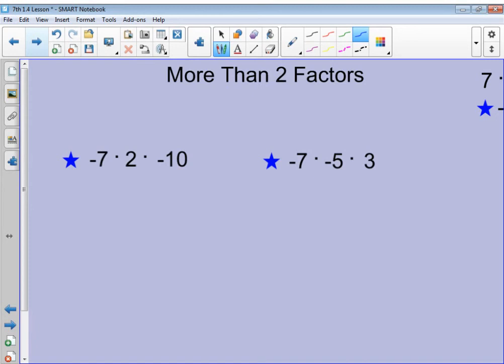Here, you should have ended up on the first one with a positive, because we had 2 negatives, 140. And on the second one, you should have ended up with, let's see, how many negative signs? There's 2, so we should have ended up with a positive 105. Okay, key thing is just understanding and training your brain to just count the negatives when you're doing multiplication.